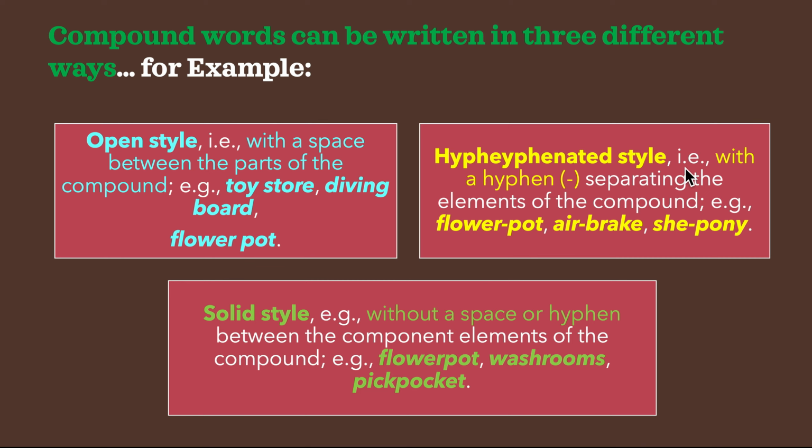Second, hyphenated style, that is, with a hyphen separating the elements of the compound. For example, flower-pot, air-brake, chiffon with a hyphen. Third, solid style, that is to say, without a space or hyphen between the component elements of the compound. For example, flowerpot, no space; washrooms, no space; pickpocket, no space.